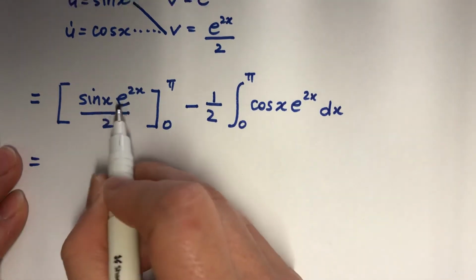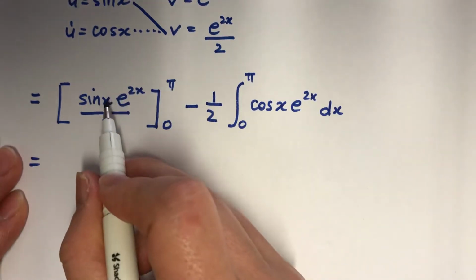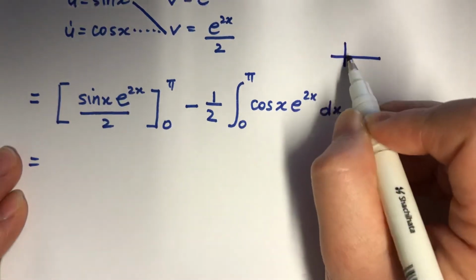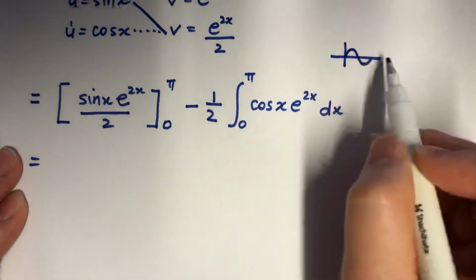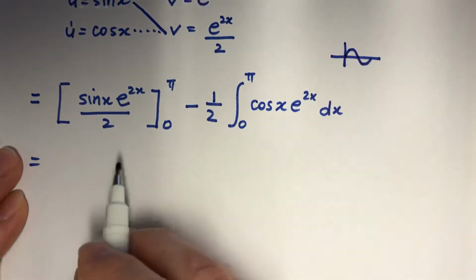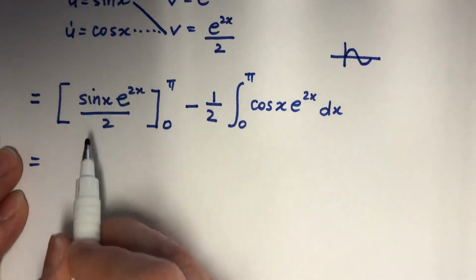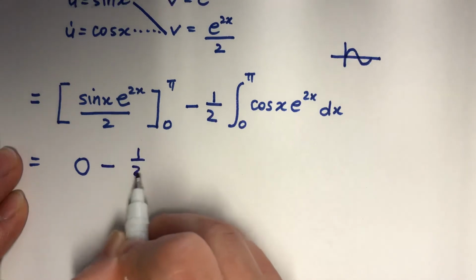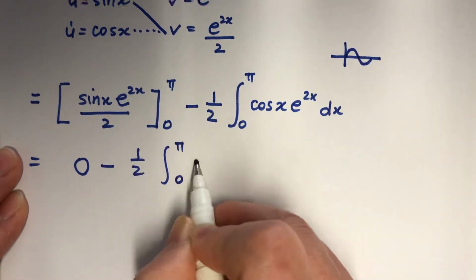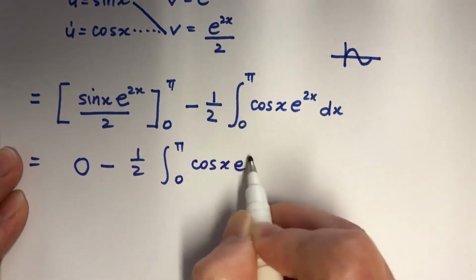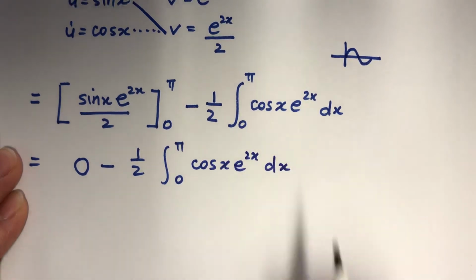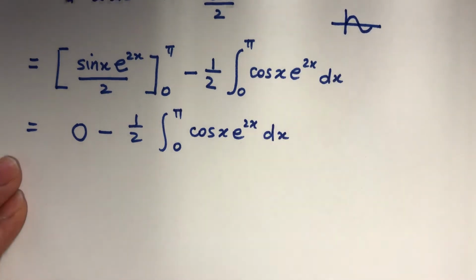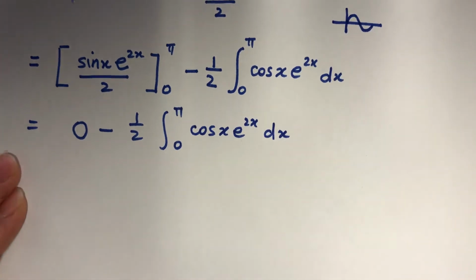Now if you look at this, I'm going to have to put pi and 0 in for x. Let's have a look at the sine graph. I know that with pi and 0, they're both 0, and anything with a 0 divided by anything is 0. So it's going to be 0 minus half, integral from 0 to pi of cos x e to the power of 2x dx. Okay, that's not too bad, but you probably guessed it, we have to use integration by parts again.